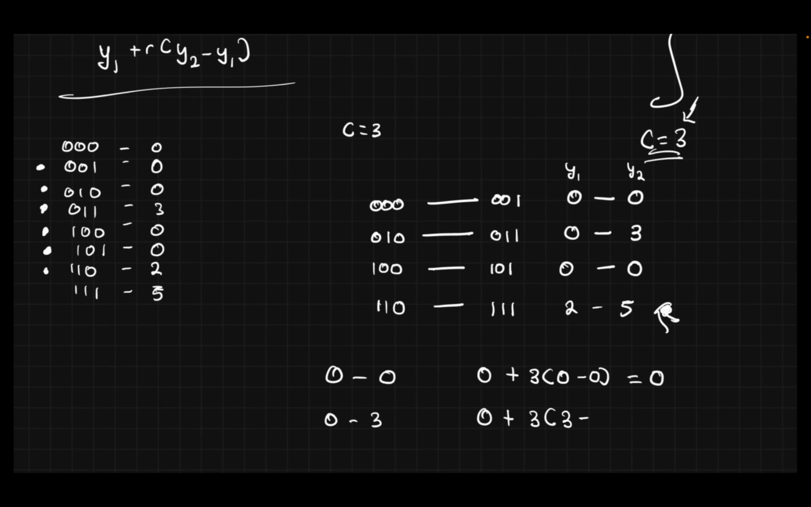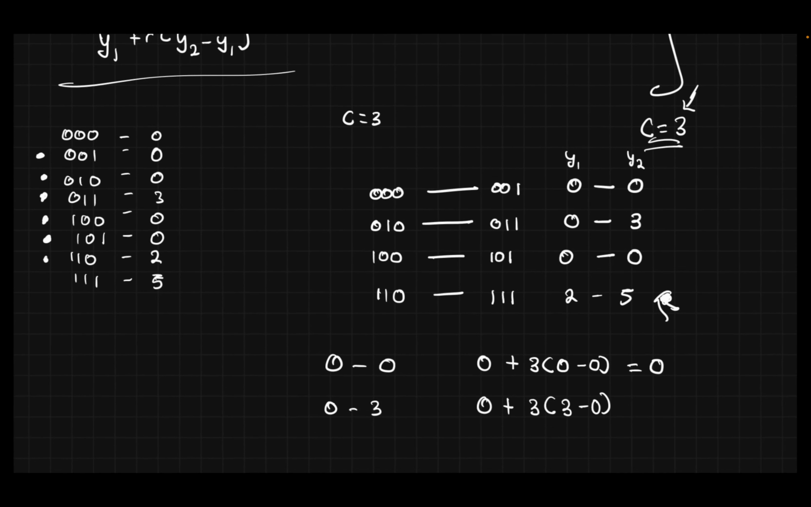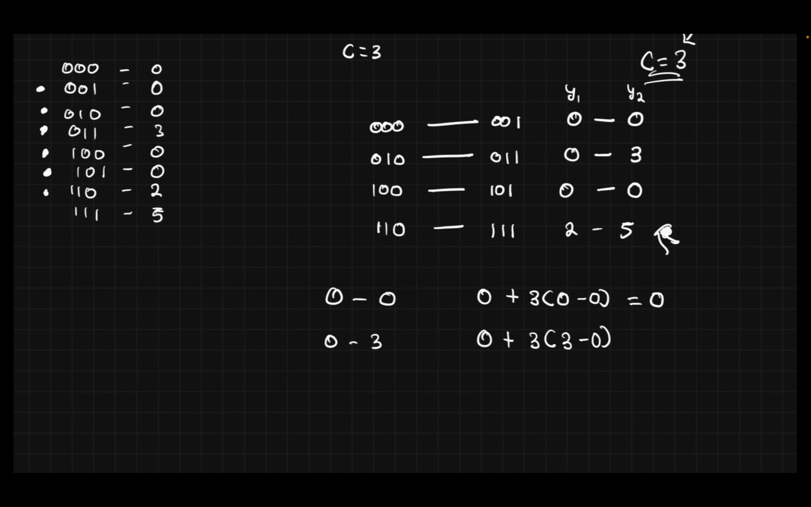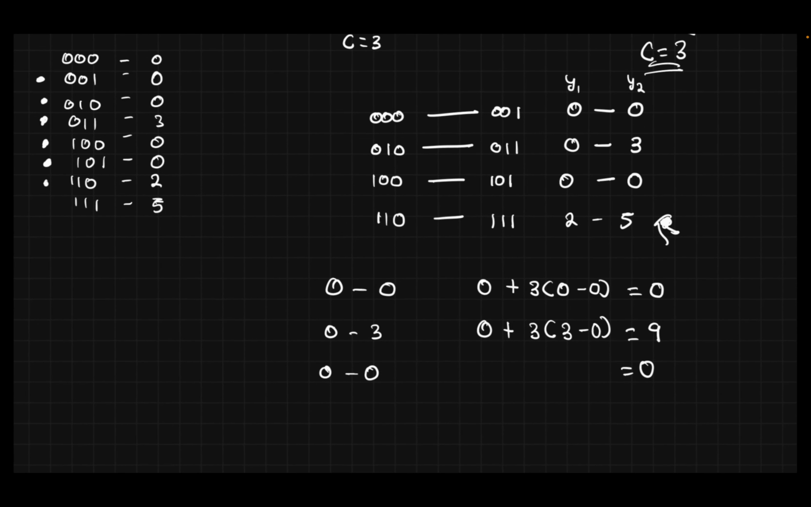What is Y1? Does this make sense? So this is 3 times 3, which is what? 9. Make sense? Yes. Then we have 0 to 0 again, which is the same thing as the first one, so I'm not even going to do that. That's just 0. Make sense? Yeah.